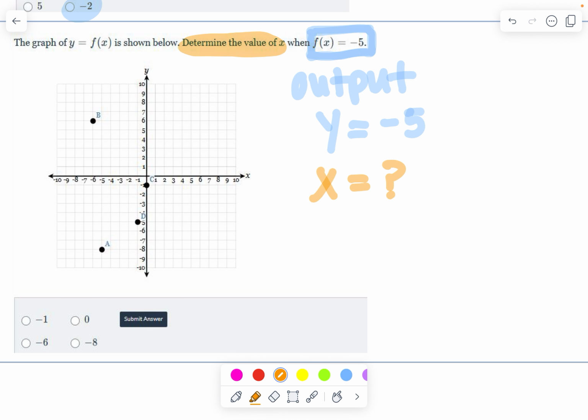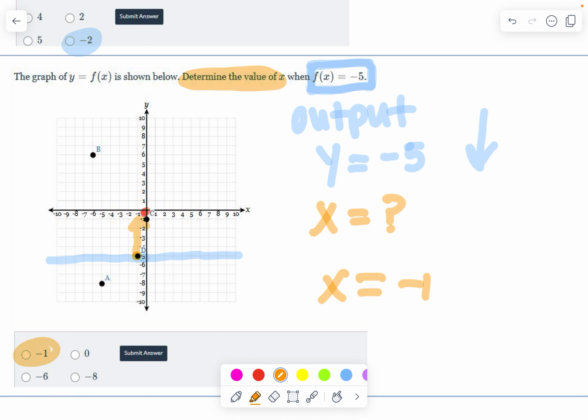And it even says determine the value of x. So that makes sense. Let's start at 0, 0. Since our output is negative 5, we're going to go down, because y's are up and down, 5 units over here. And we're going to draw a horizontal line across to see if we find our function. We sure do right here at D. So we want to look up and see what x that is, and that would be x equals negative 1. So we would select negative 1.